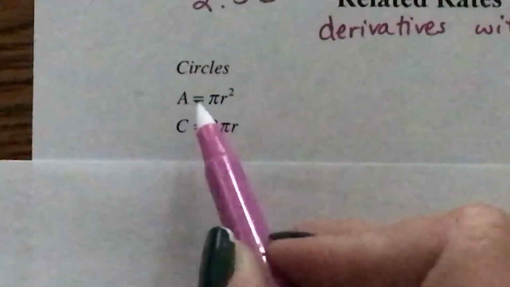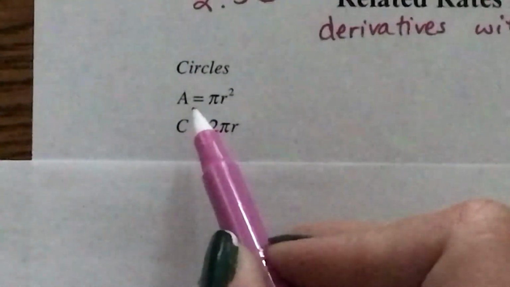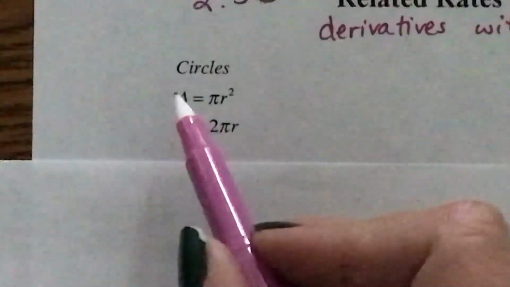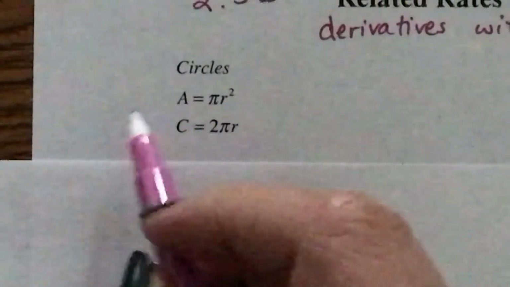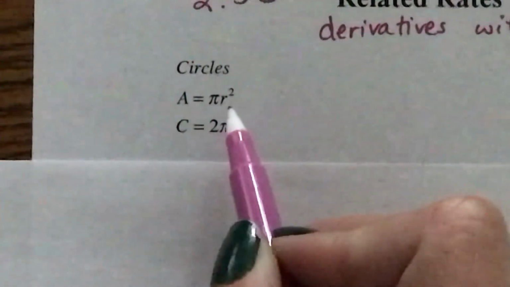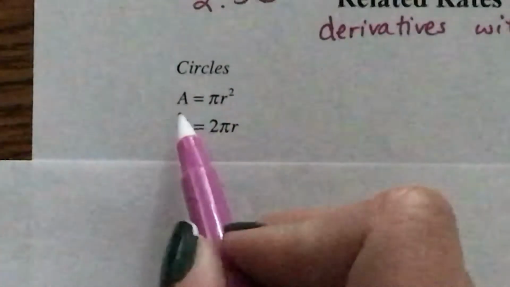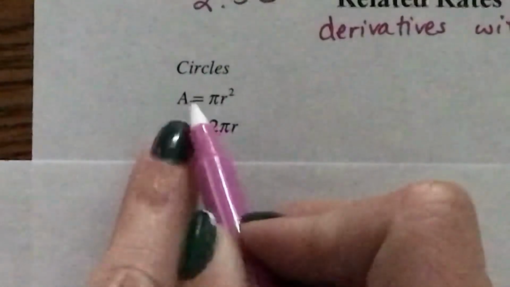This often shows up in problems where there's like a ripple, like you drop a stone into some water and then there's circles that emanate out from the center. So this would be change in area and a change in radius happening at the same time. All right, so let's take the derivative of both sides with respect to time.